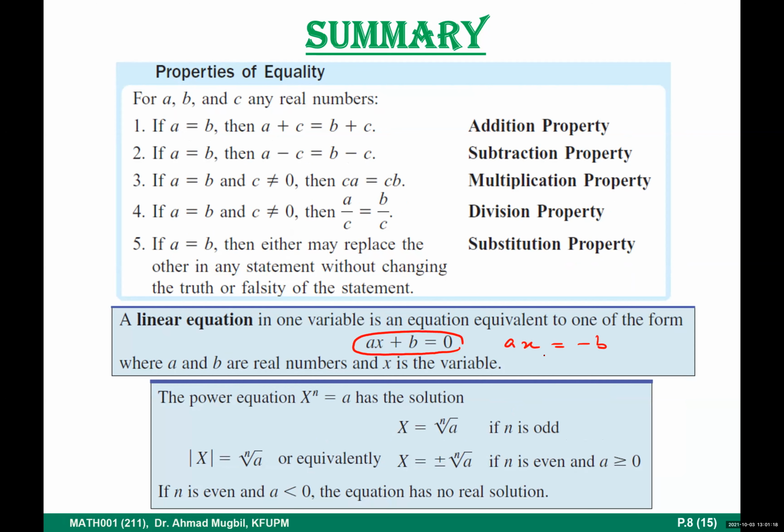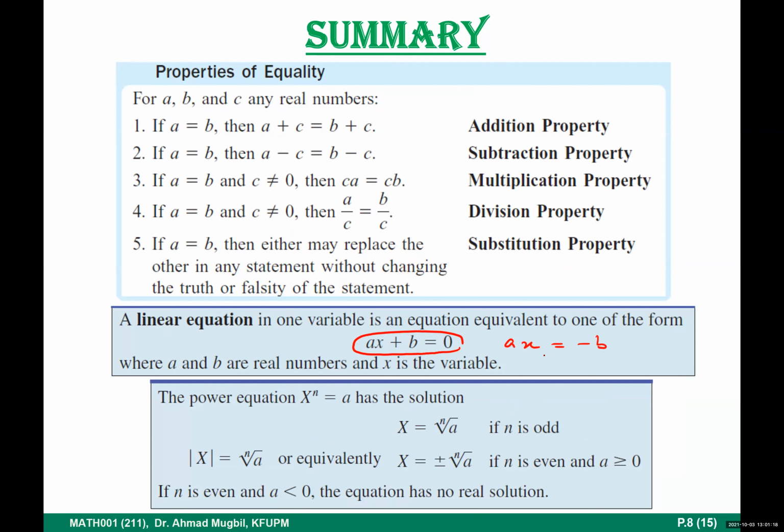something to the power n. N here could be a positive or negative integer, or a rational number. If you have something like this, you will raise both sides to the reciprocal of n, to 1 over n, which is in fact identical to the nth radical. If n is odd, this expression will be equal to the nth root of A.